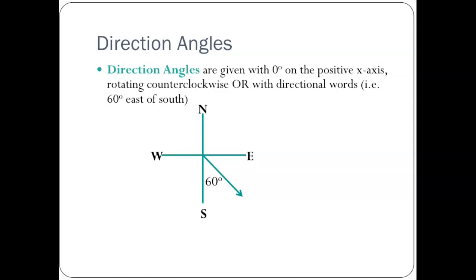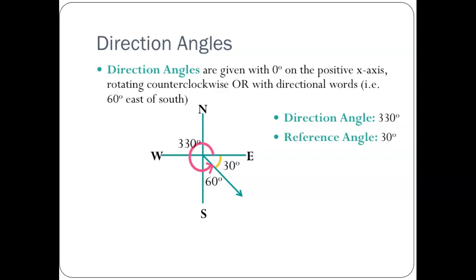Now, if you're trying to find, starting on the positive x-axis, just how much we've rotated, that is going to be 330 degrees, right? 270 degrees plus the 60 degrees gives you 330 degrees. So the direction angle would be 330 degrees. Now the reference angle, just like we used reference angles in the last couple of units with trig, that's going to be 30 degrees.